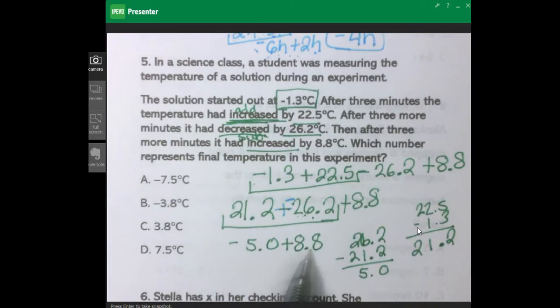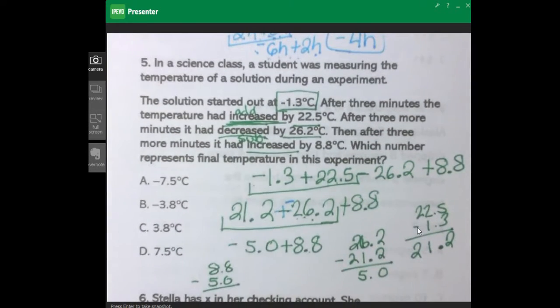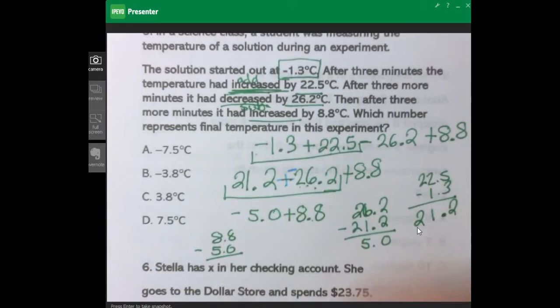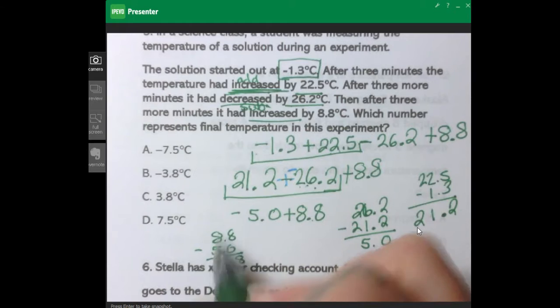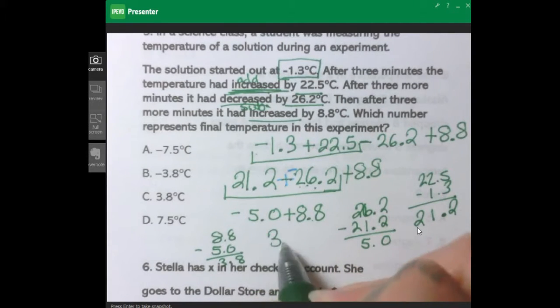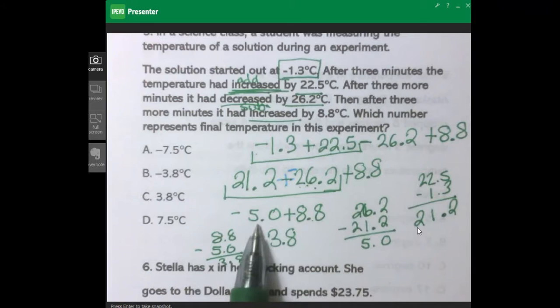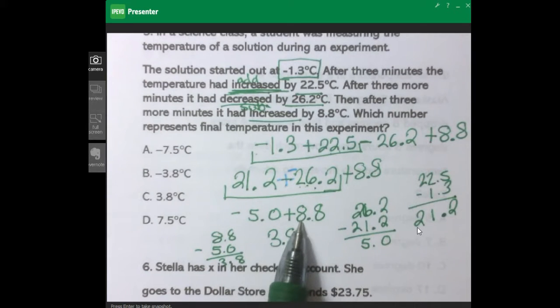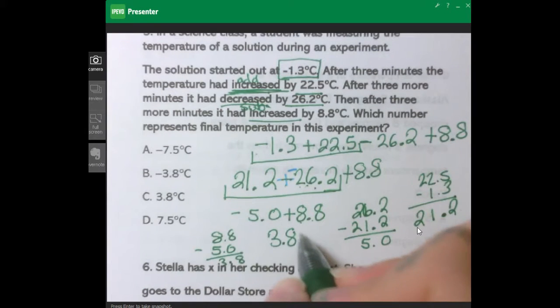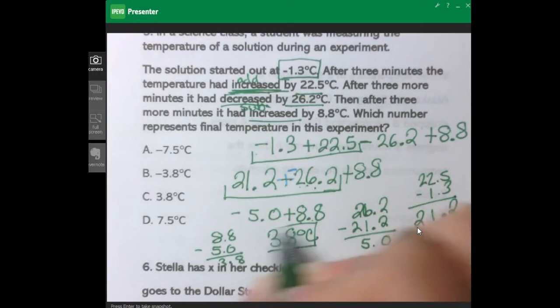Again, we have different signs. So we're going to subtract and keep the sign of the larger number. So I'm going to write it down, 8.8 minus 5.0. Move this up some more so we can see it. 0 from 8 is 8. Bring down that decimal. 5 from 8 is 3. So we get 3.8. And then the question is, is it positive or negative? Well, 8.8 is bigger than 5. So the answer is positive 3.8 degrees Celsius.